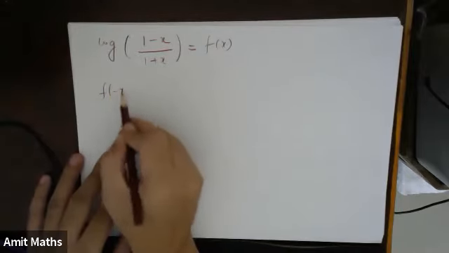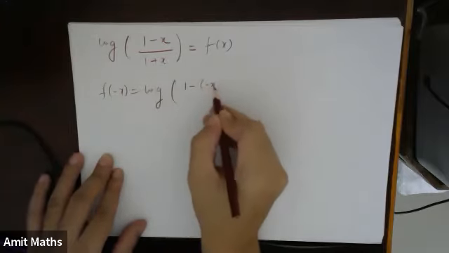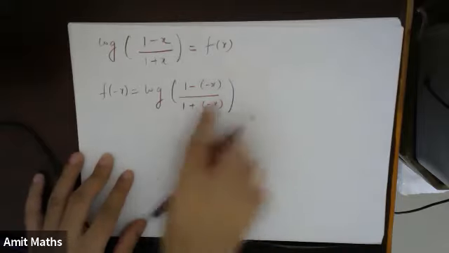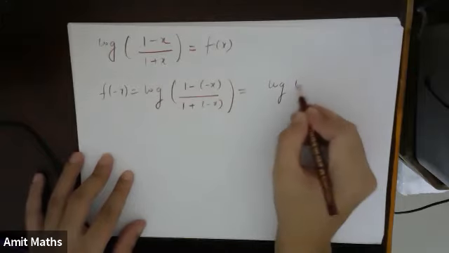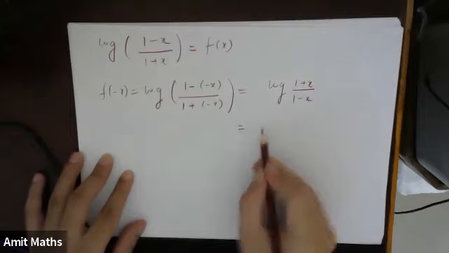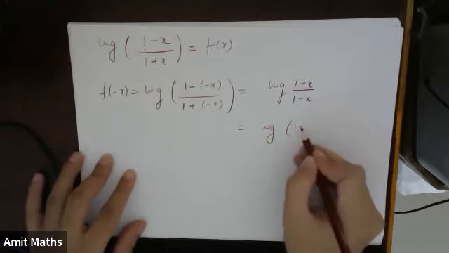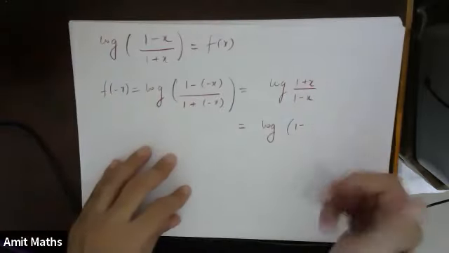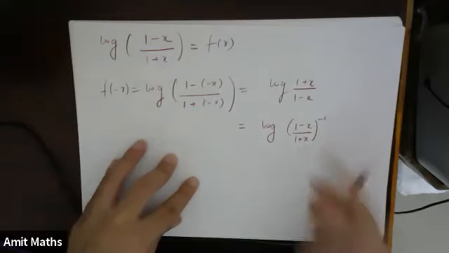So f of minus x is equal to log of (1 minus of minus x) upon (1 plus of minus x). Instead of x, I just substituted minus x. So this becomes log of (1 plus x) upon (1 minus x). This I can write as, if I take its inverse, log of ((1 minus x) upon (1 plus x)) to the power minus 1, right?